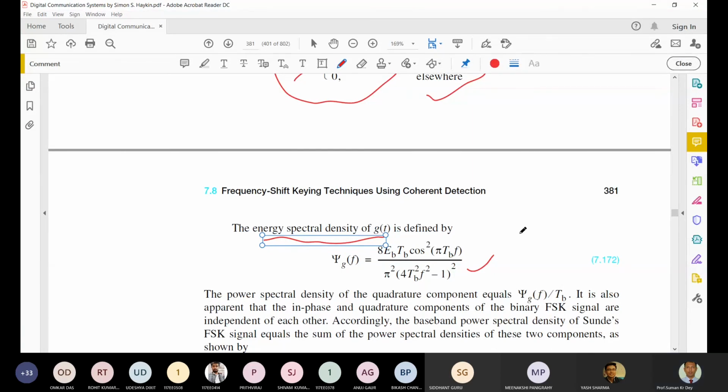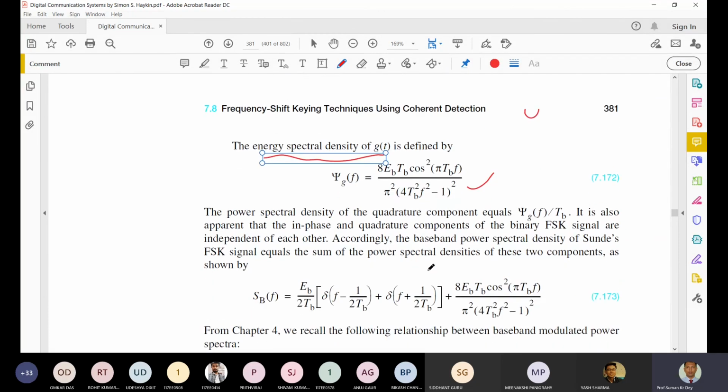Okay, so the power spectrum density for the quadrature component, as I told, is the energy spectrum density over the bit duration. So that is the power spectrum density for the quadrature component.